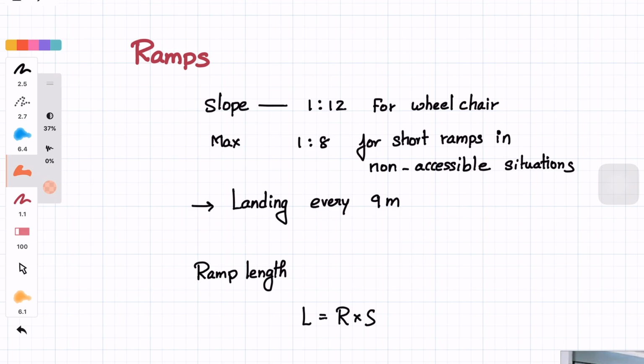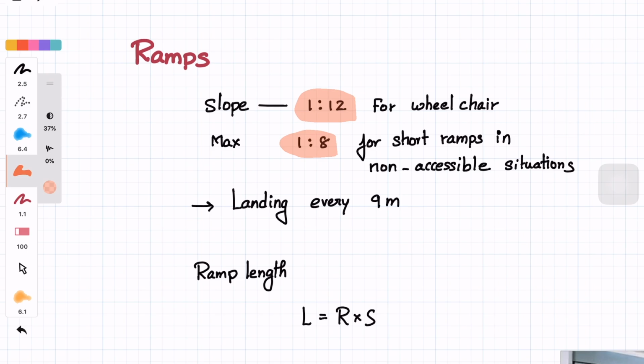Now we'll see ramps. As per NBC 16, the slope ratio is 1:12 for wheelchair users, and the maximum we can go is 1:8 for short ramps. That is also for short ramps in non-accessible situations. Non-accessible situations means ramps provided only for general circulation or service movement, not intended for wheelchair access. Typically used for service trolleys, equipment movement, or in spaces where universal accessibility isn't required.